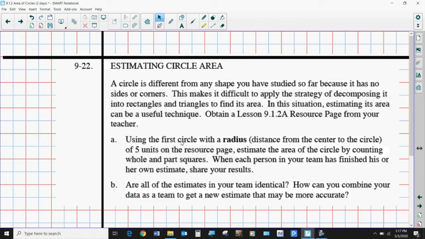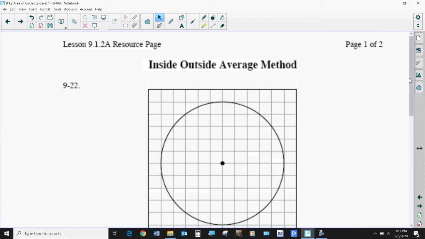So using the first circle with a radius of 5 units on the resource page, estimate the area of the circle by counting the whole squares and the part squares. You're not going to have a team to do it, so we're not going to be able to compare with other team members, but this is what it looks like right here.